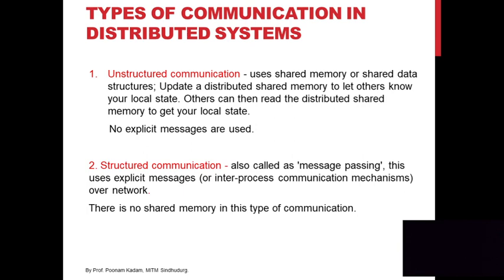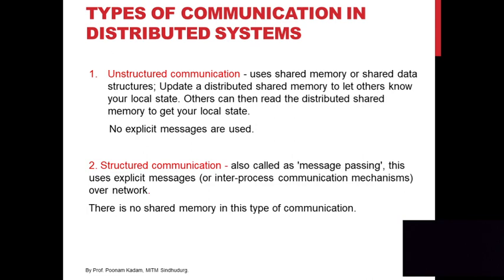Now next is the types of communication in distributed systems. Basically, these are types of communication we are going to see not only in distributed systems, but in overall computing systems. Okay, so first is unstructured communication and second is structured communication. So what is meant by unstructured communication? Unstructured communication uses the shared memory concept, or a shared data structure is used in the system. Wherever any machine wants to execute a task, it will take the data which is present in the shared memory unit, and that data will be used to execute the task.